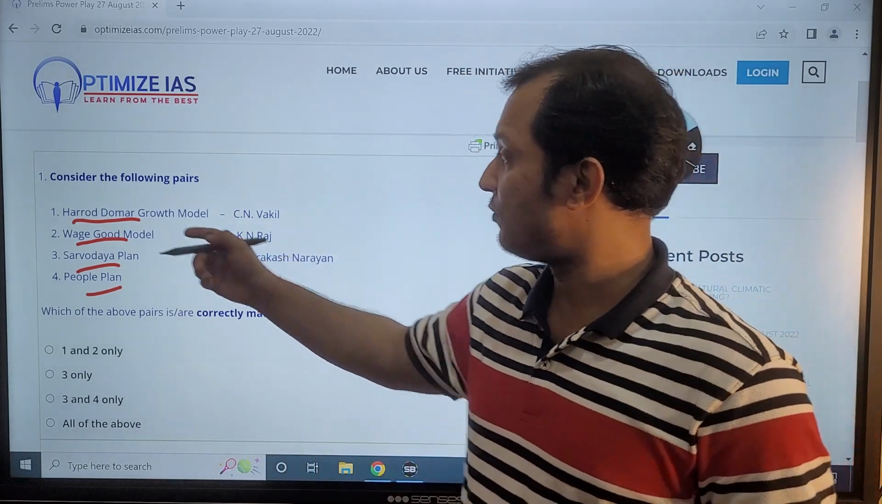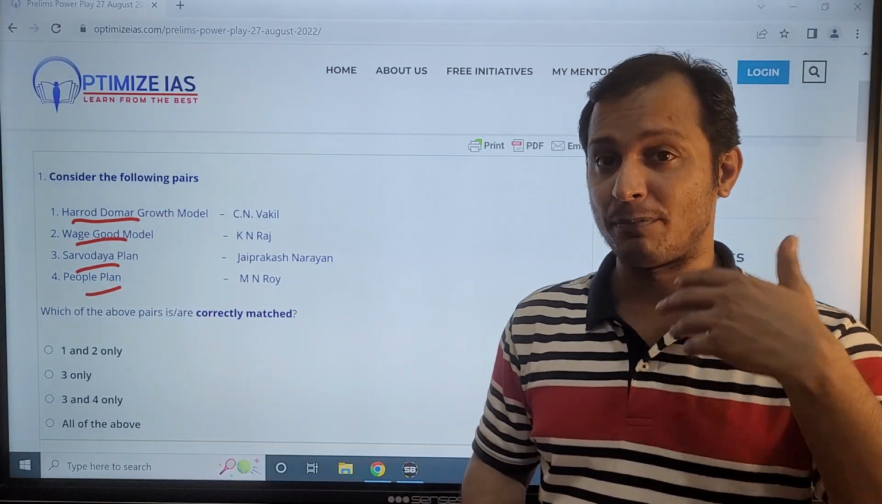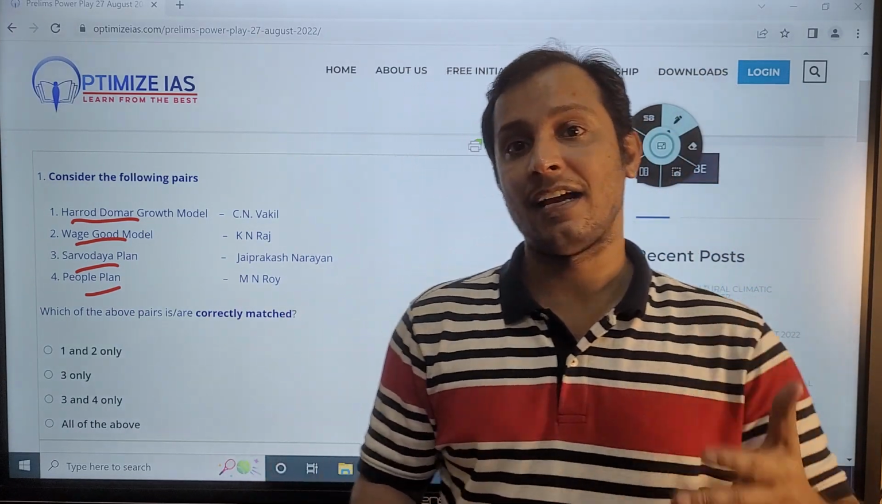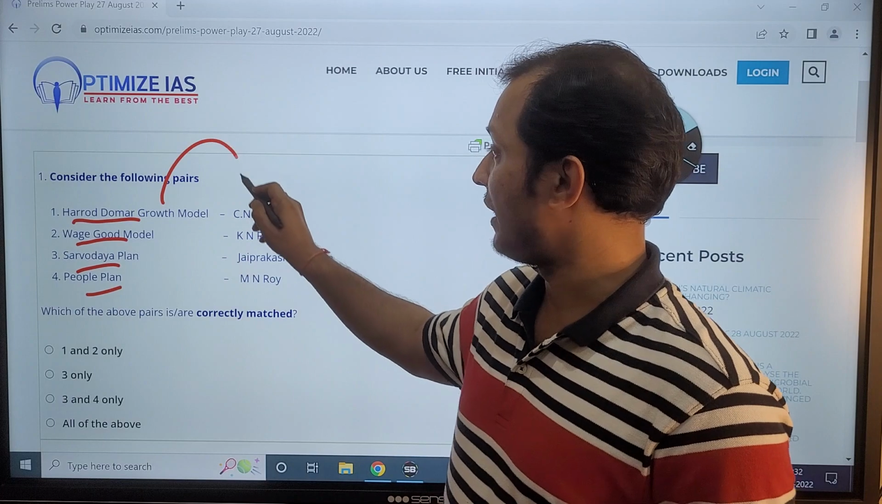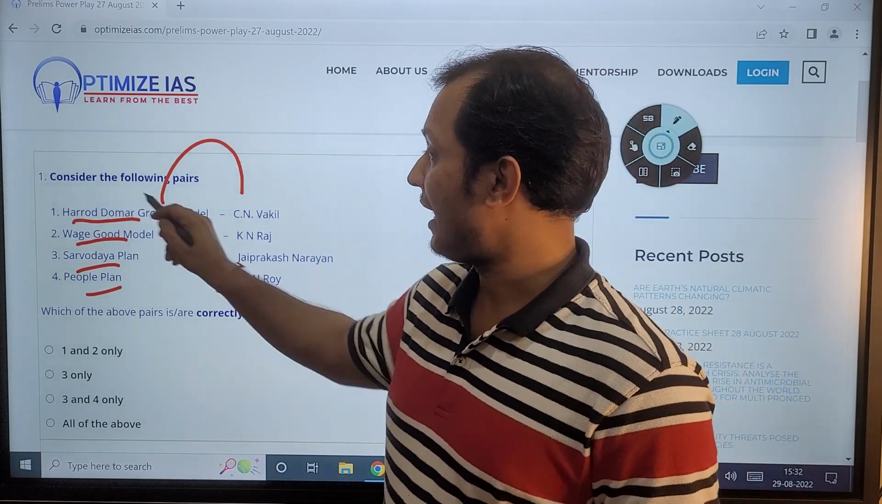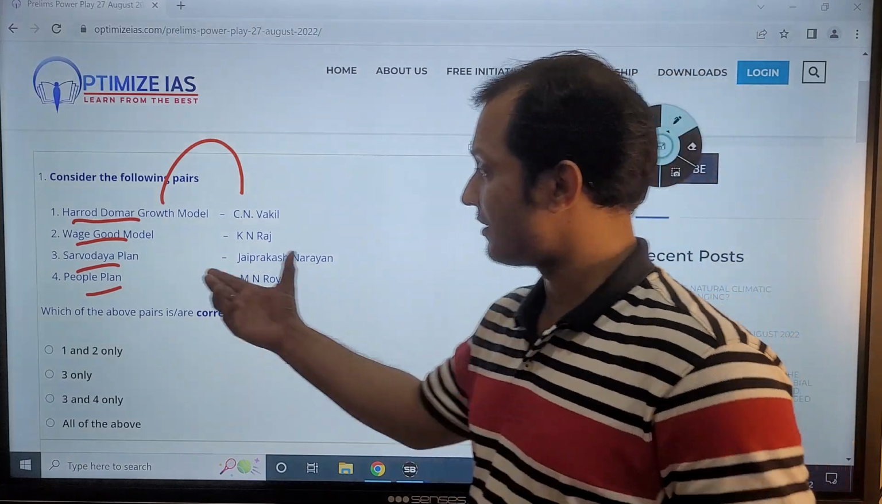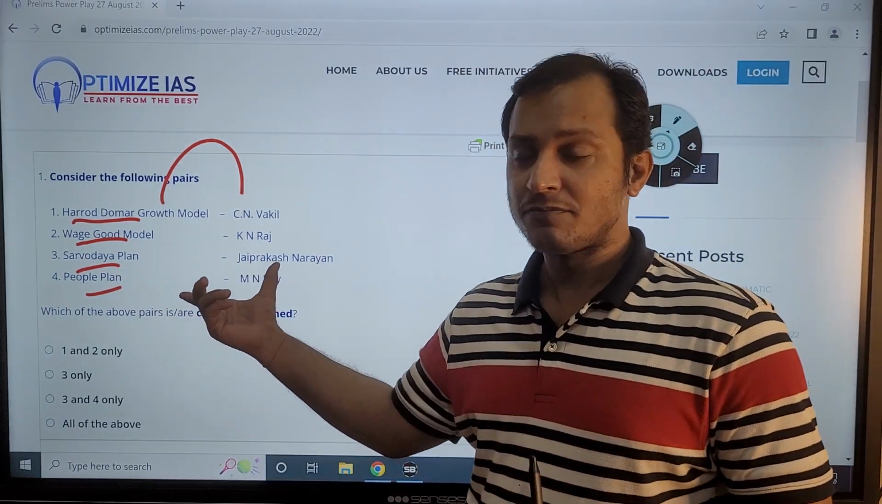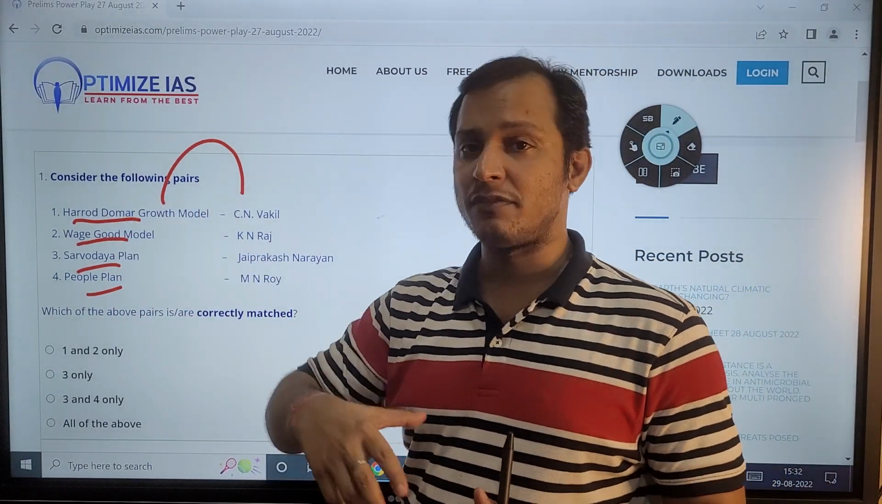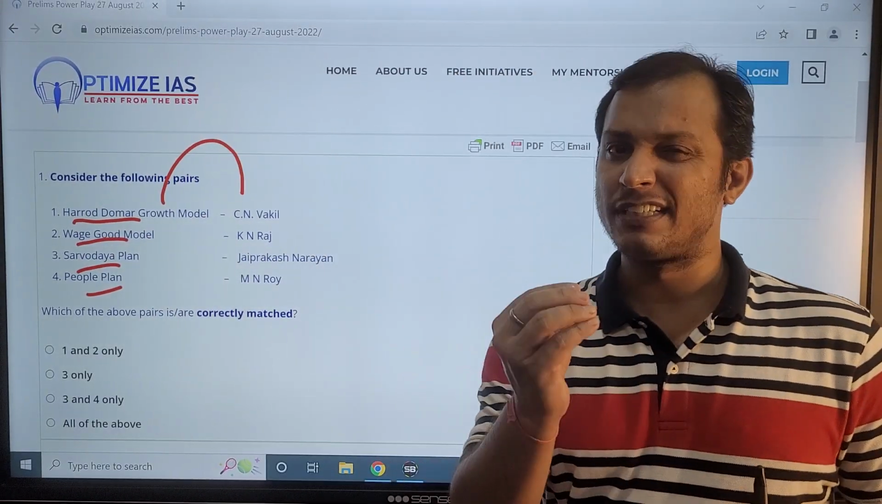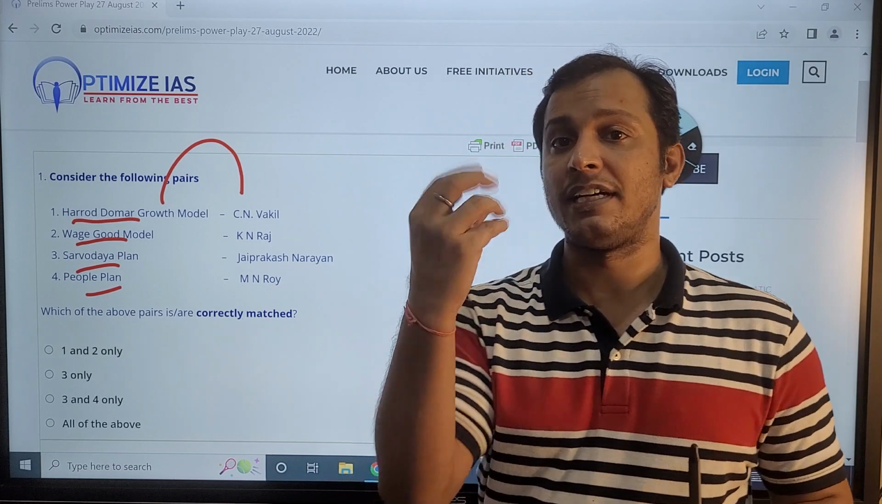These are the four strategies, the four plans which were in the news in the last 70 years, and I have framed the question where you have to match the plan and the economists who have given the plan. So let us solve the question here, and while solving it I'll briefly explain the plan models also, because a little bit of knowledge related to current affairs I will also give.